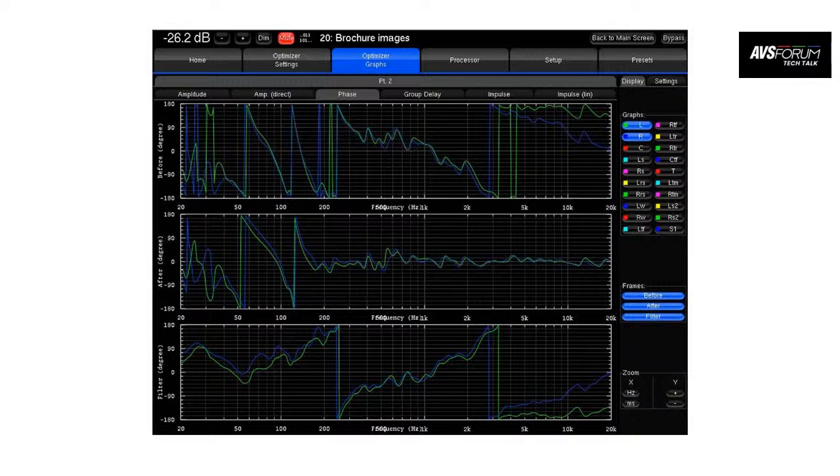So the top graph is unprocessed. Correct. The middle graph is processed. Yes, that's post-processing. Okay, and the phase below 150, as you say, is not really addressed. What about the bottom graph? Bottom is the correction. We're showing the filter there. Oh, I see. Okay, so you can see how the correction was being applied.